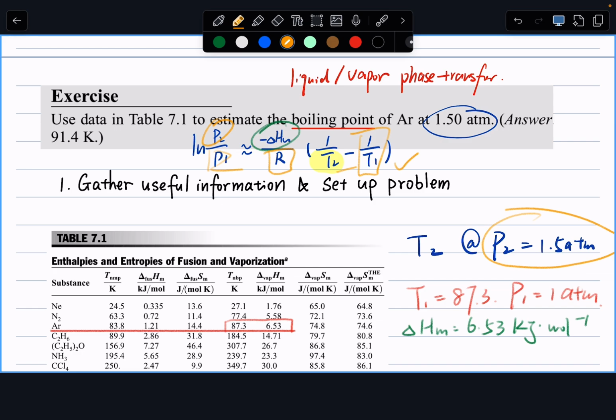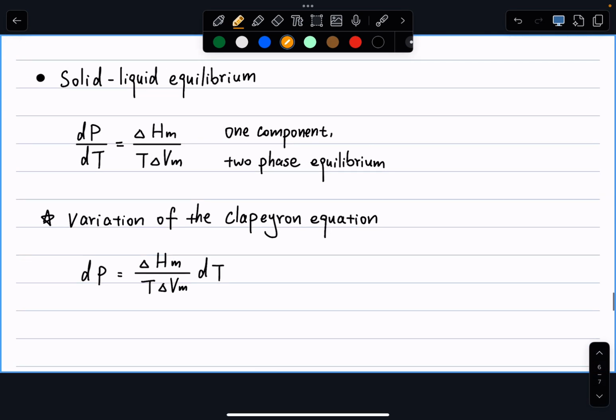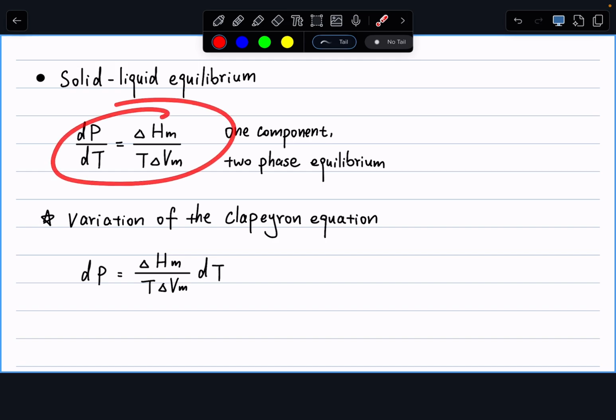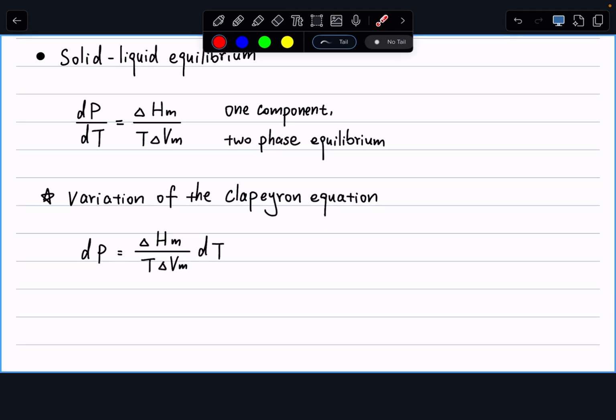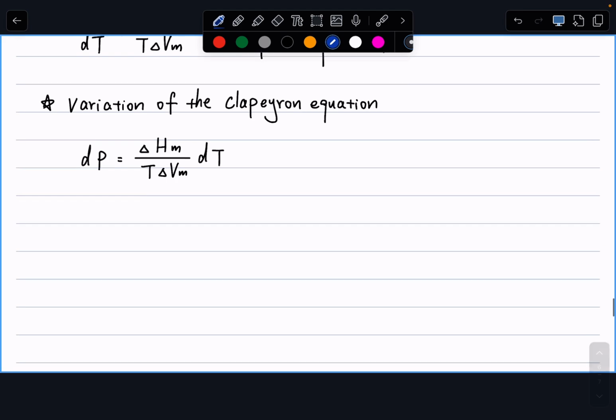In addition to the liquid-vapor and solid-vapor phase transfer, we also care about the solid-liquid phase transfer. Likewise, we start from the Clapeyron equation, which is dP over dT equals delta Hm over T delta Vm. So let's see how it changes for the solid-liquid equilibrium.